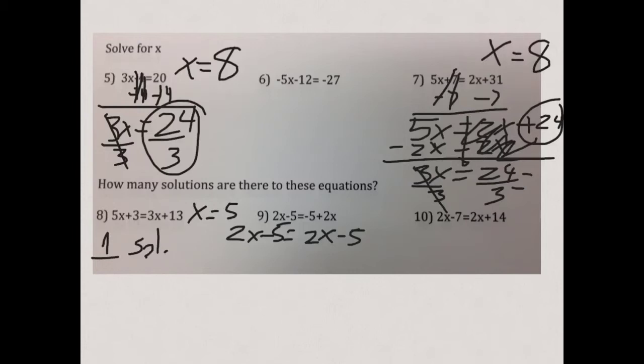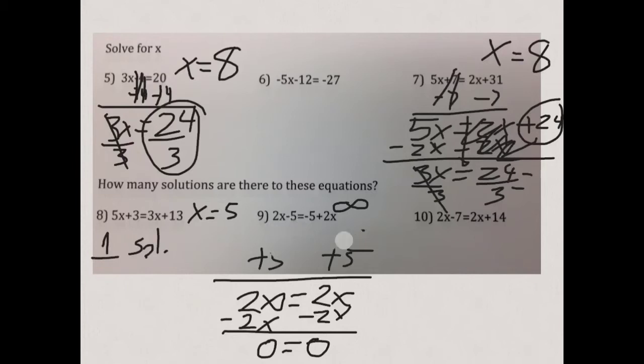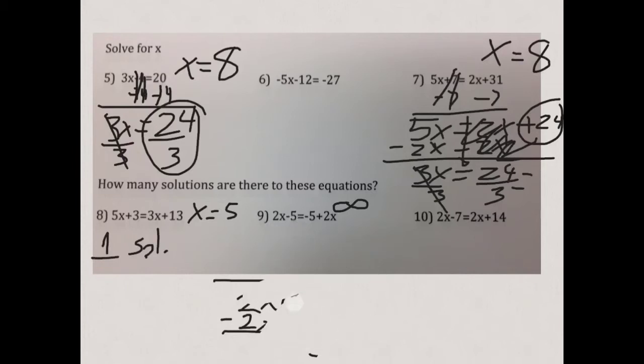I want to get rid of my 5 on the left. That means I have to add 5 to both sides. So I end up with 2x is equal to 2x. I could even say, you know what, let's get rid of the x's. 0 is equal to 0. It still looks like a mirror. That means my answer would be an infinite amount of solutions. I mean, I could pick any number, and I would continue to get the same answer on both sides.